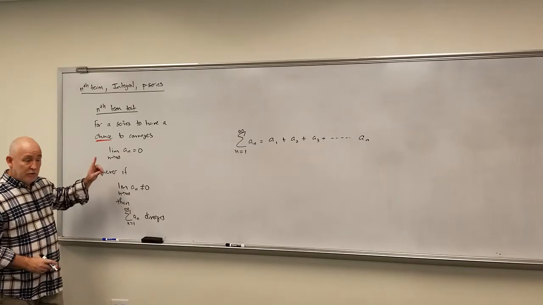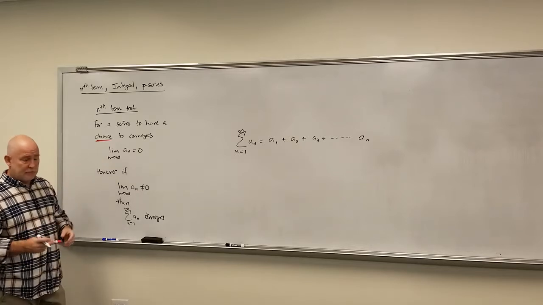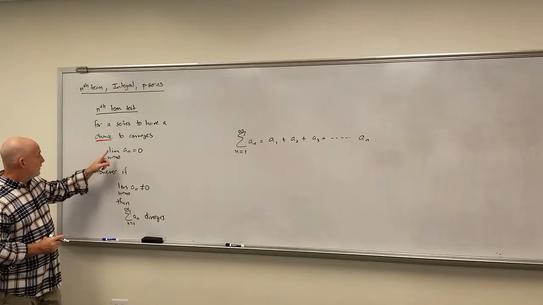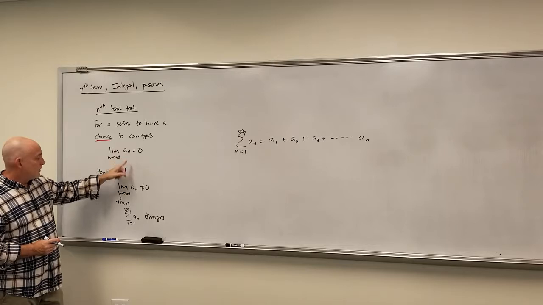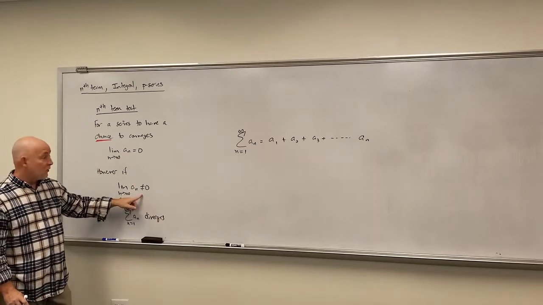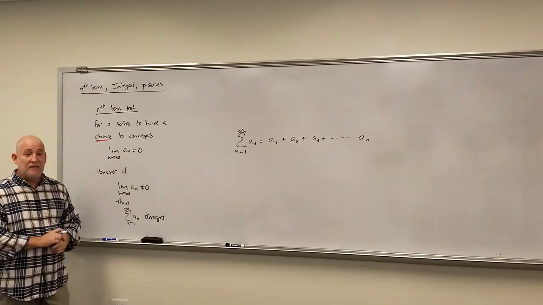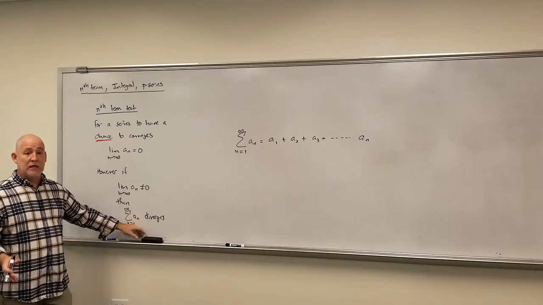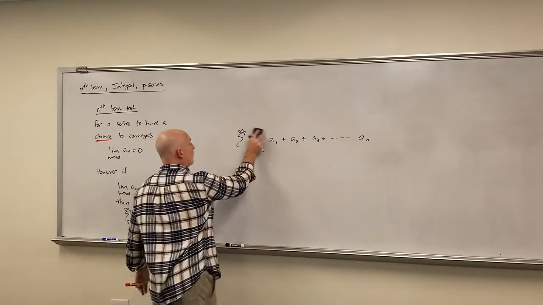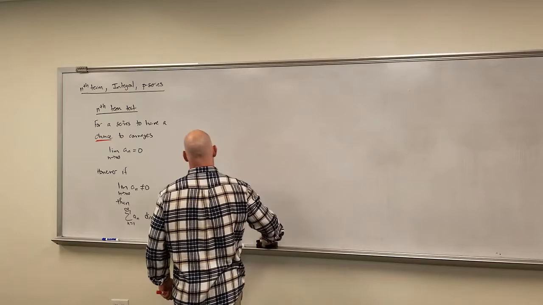This is always the test you want to do first because it's really quick and easy. A lot of times you can do it in your head. You're going to say, okay, if the limit of a sub n is not 0, then you can say it diverges. If it is 0, you can't say anything. That just means you've got to keep going. So here's the appropriate way to do this test. Let's take a look at it.